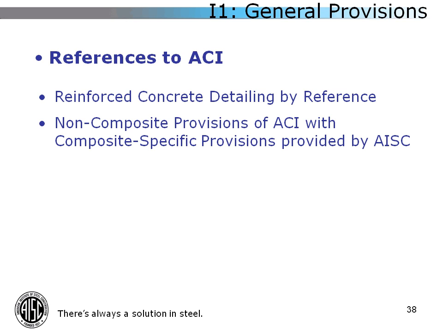So starting with I-1, general provisions. In 2005, there were sort of a hodgepodge of references to different reinforcing and concrete detailing provisions. We gave some of what you needed within the AISC specification, but not all of it. So rather than having this mix, what we did was anything that's not specifically related to composite members is just referenced to ACI 318. And then composite-specific provisions for rebar detailing are still referenced in the 2010 specification.